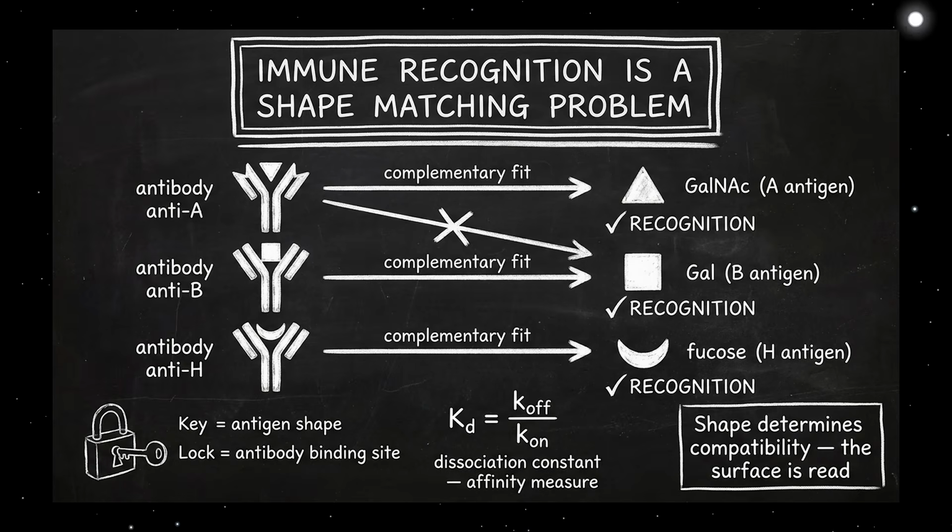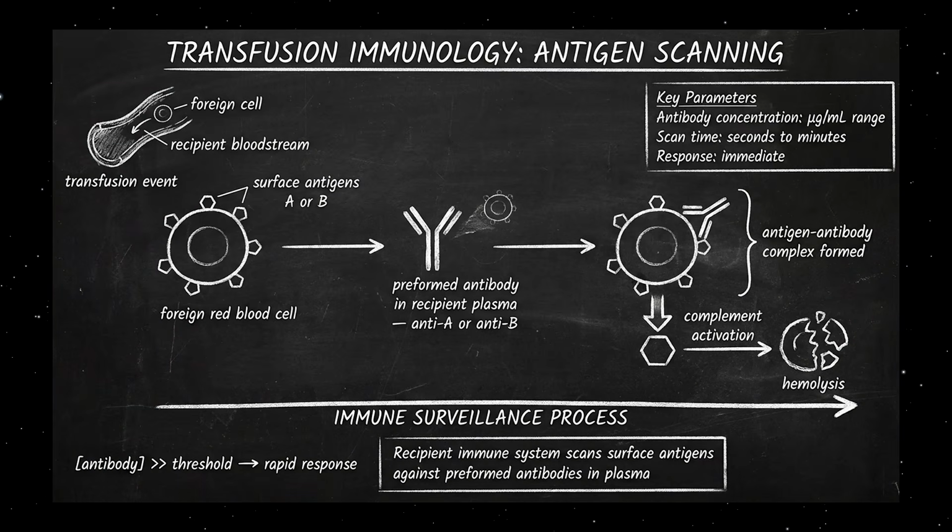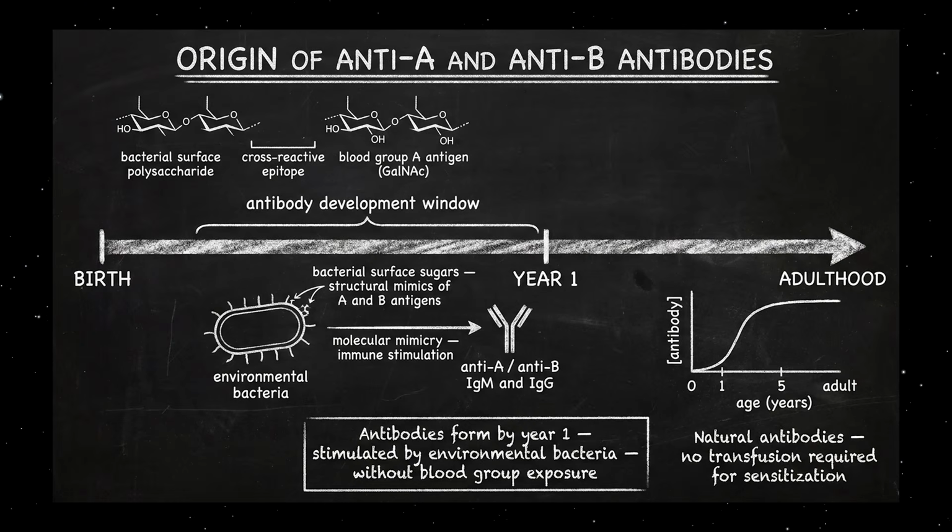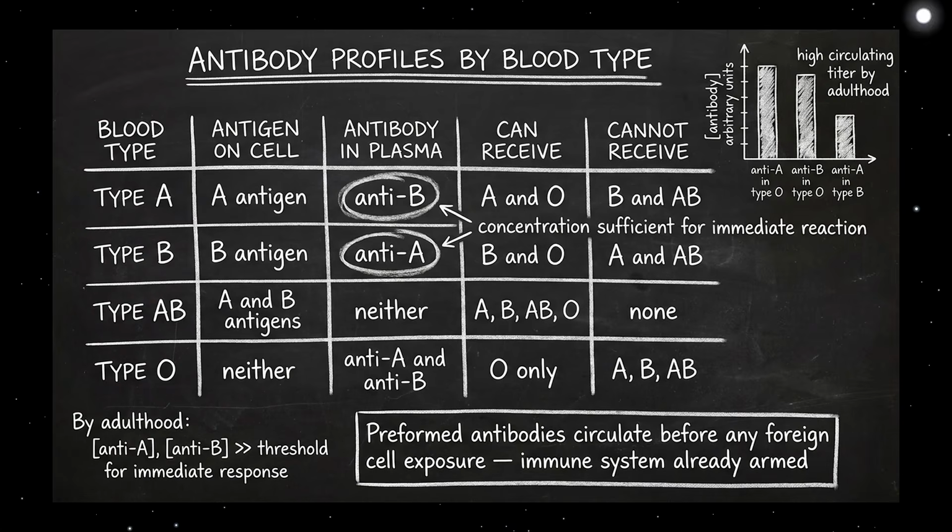Immune recognition is a shape-matching problem. When foreign red blood cells enter the bloodstream through transfusion, the recipient's immune system scans the surface antigens against preformed antibodies circulating in the plasma. Anti-A and anti-B antibodies form in the first year of life, stimulated by bacterial surface sugars resembling the A and B antigens. By adulthood, these antibodies circulate at concentrations high enough to mount an immediate response to foreign cells.